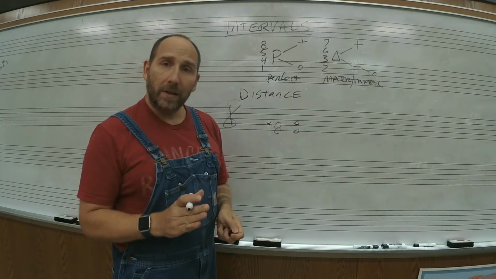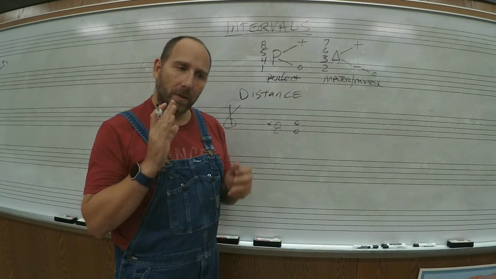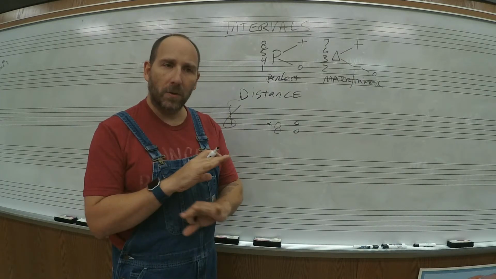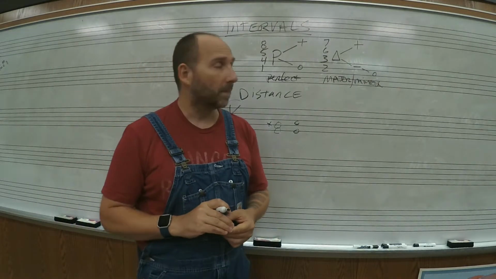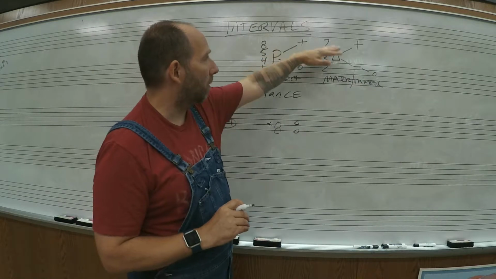So the trick to these intervals is you set your letters at the beginning and don't change your letters. Use accidentals in order to change the quality. So we have distance and we have quality, which is all this up here.